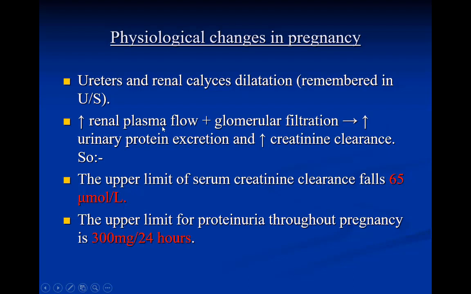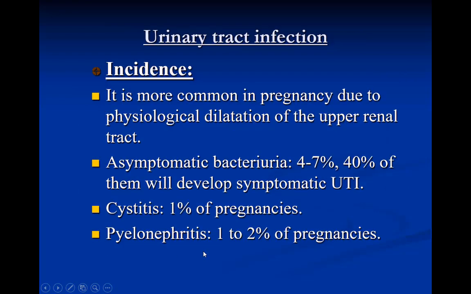The plasma volume will be increased, and the plasma flow with the glomerular filtration rate also increases, leading to increased urinary protein excretion and increased creatinine clearance. That's why the upper limit of serum creatinine falls to 65 micromole per liter. The upper limit for proteinuria throughout pregnancy is 300 milligram per 24 hours.